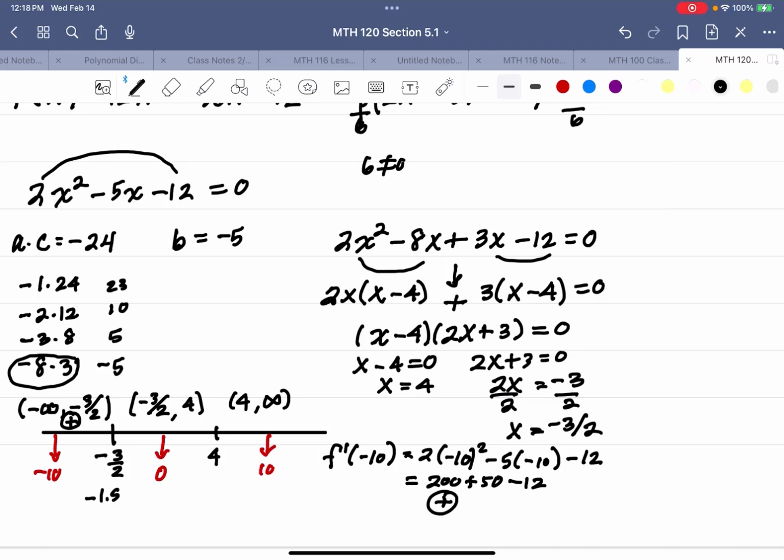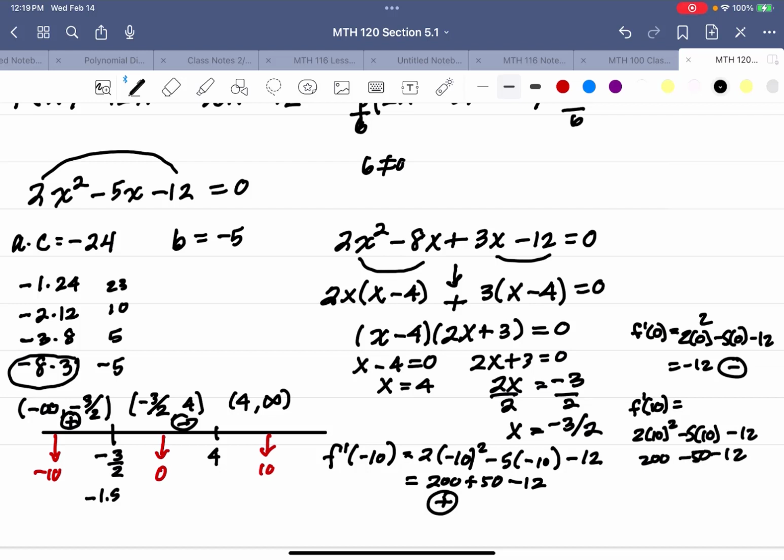This is a positive number, so we're going to have increasing here on the left. Then I'm going to do f prime of 0, and that gives me 2 times 0 squared minus 5 times 0 minus 12. Well, that's negative 12. So it's negative, or decreasing, in the in-between interval. And then I suspect the other one's going to be increasing, but sometimes it's tricky. So I'm going to go ahead and check my test point, f prime of 10. 2 times 10 squared minus 5 times 10 minus 12 is 200 minus 50 minus 12. And again, the exact value is moot. It's going to be a positive.